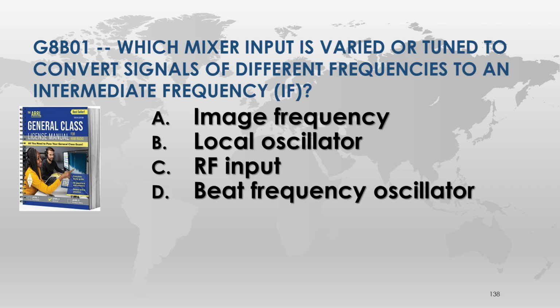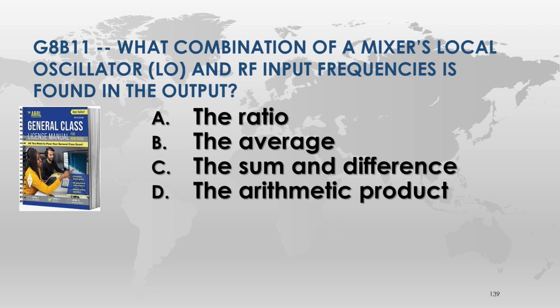Which mixer input is varied or tuned to convert signals of different frequencies to an intermediate frequency? Charlie. So you've got the antenna and the feed line coming into the mixer, and what goes into the mixer besides that? The local oscillator goes into the mixer. What combination of a mixer's local oscillator, LO, and RF input frequencies is found in the output? Charlie. Everybody agree? That's correct.